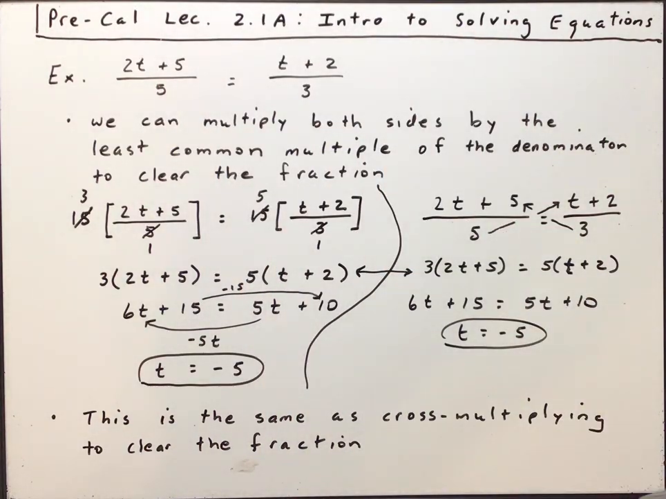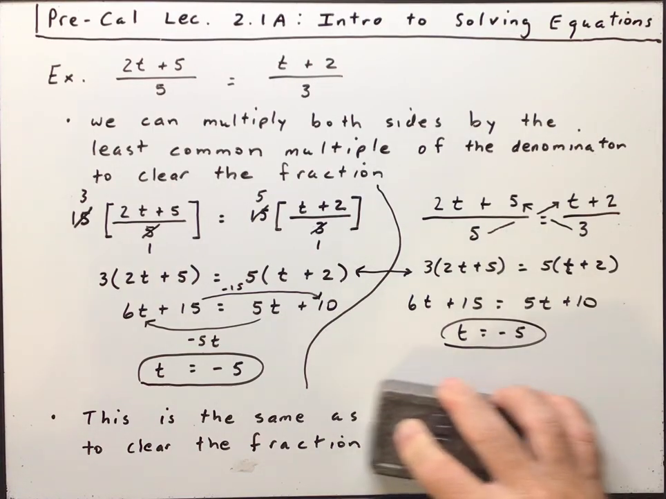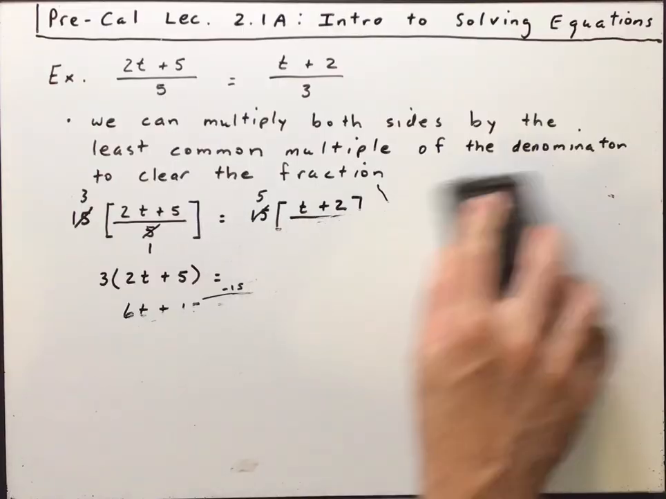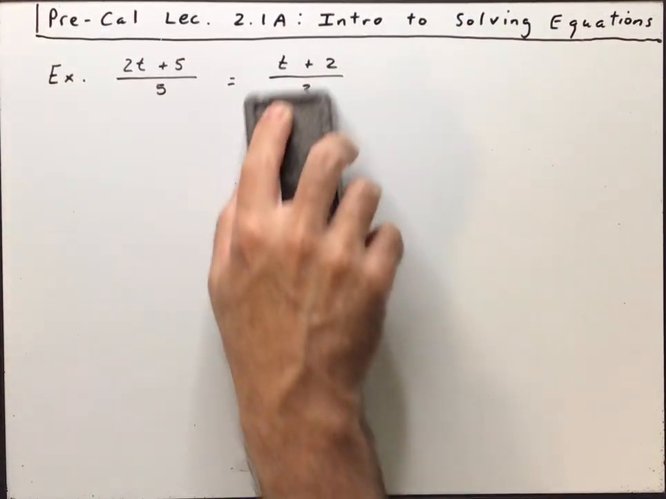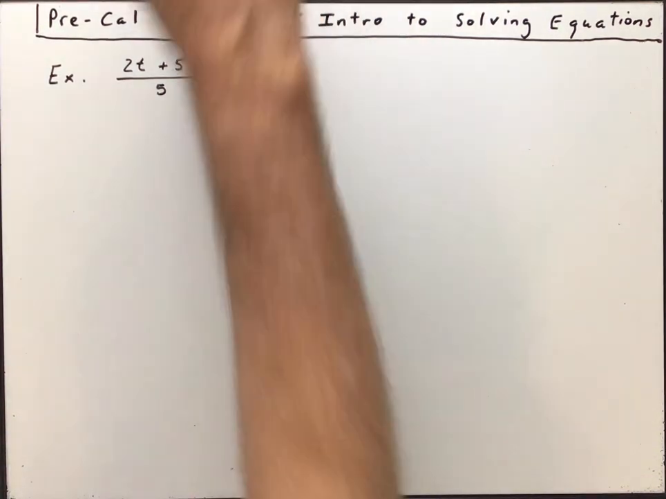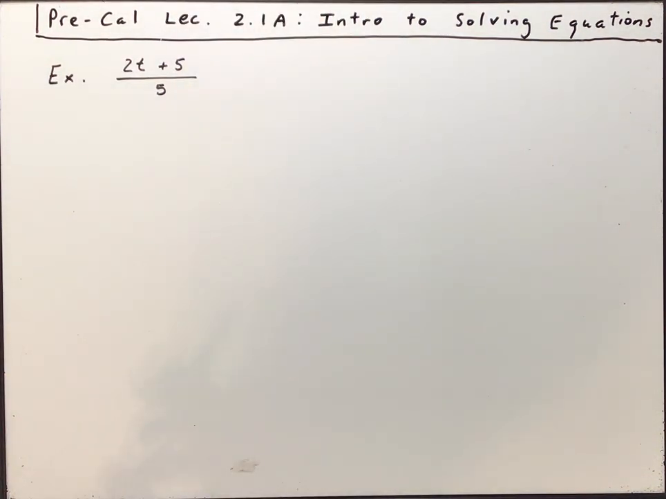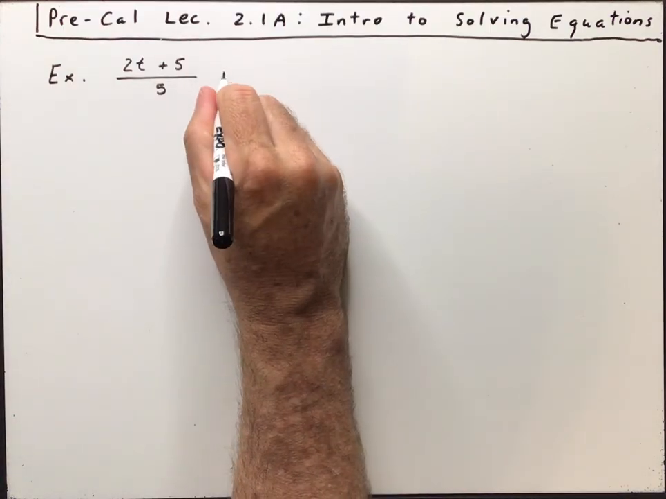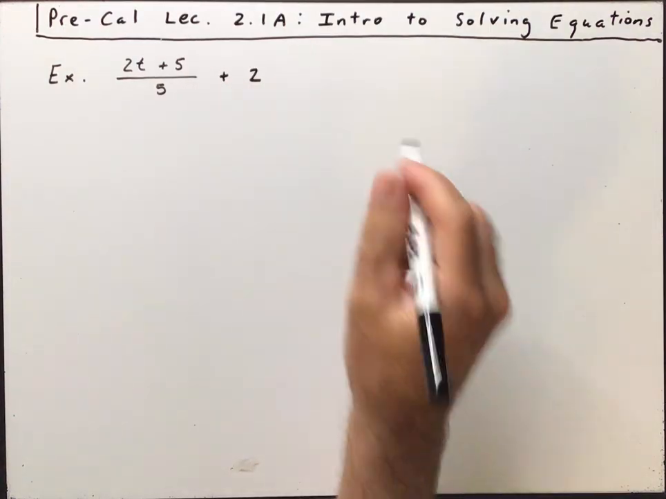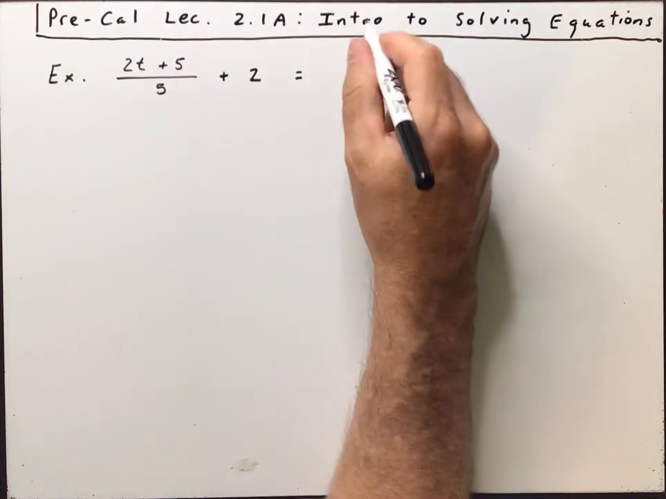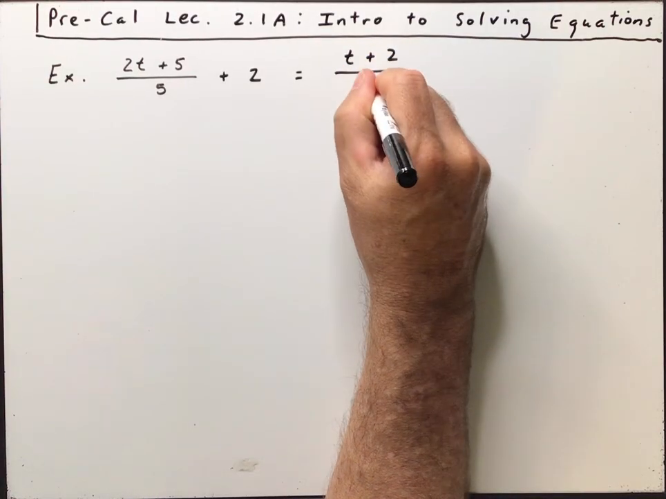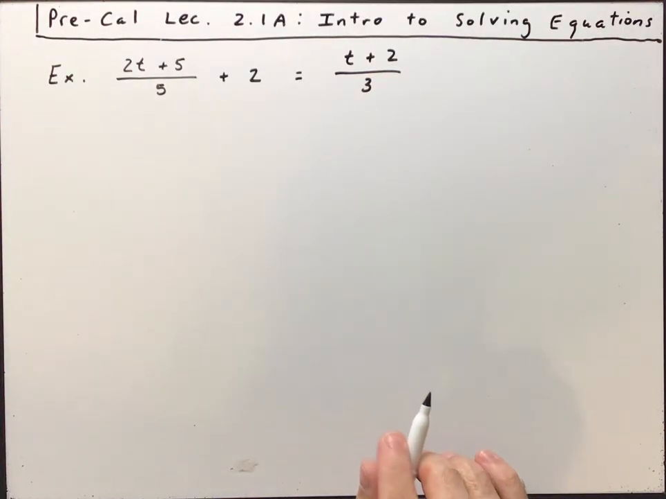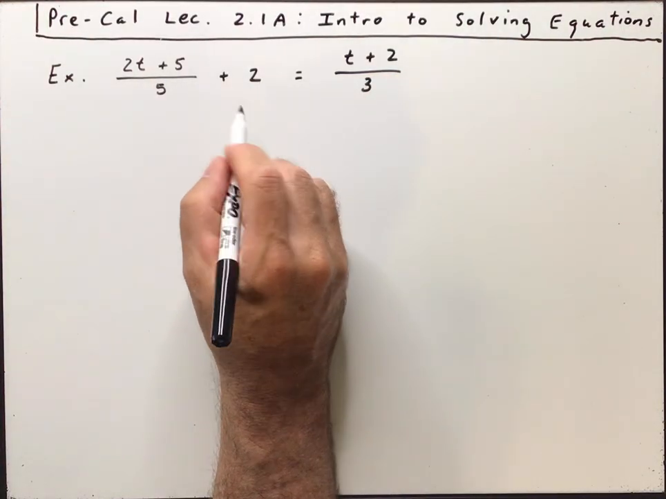All right, let's do another example that adds a little bit of a complicating factor to this, but this example will help you with your homework because we've got some on the homework like this. So I'm going to use these same fractions, but I'm going to add a 2, just a 2 by itself on the left side. So equal to t plus 2 over 3. So this time we've added that 2.